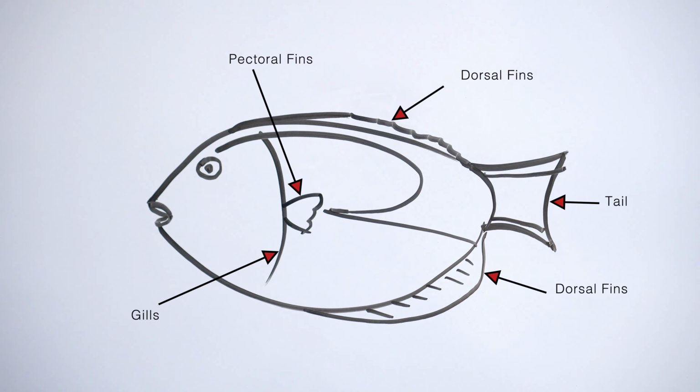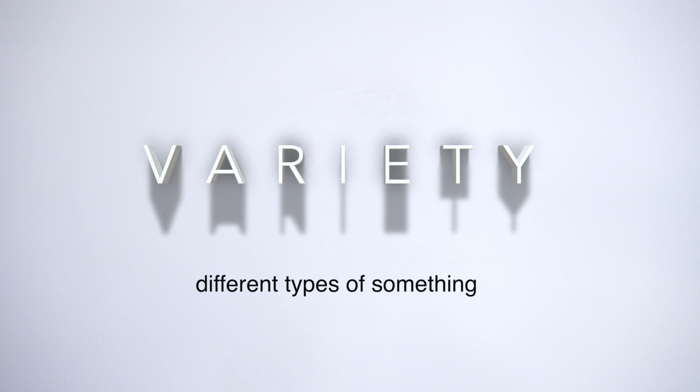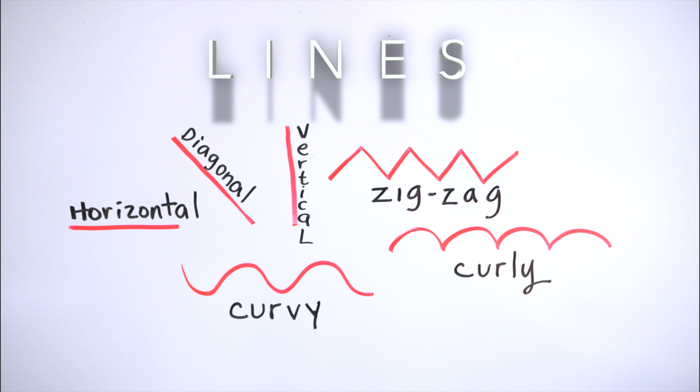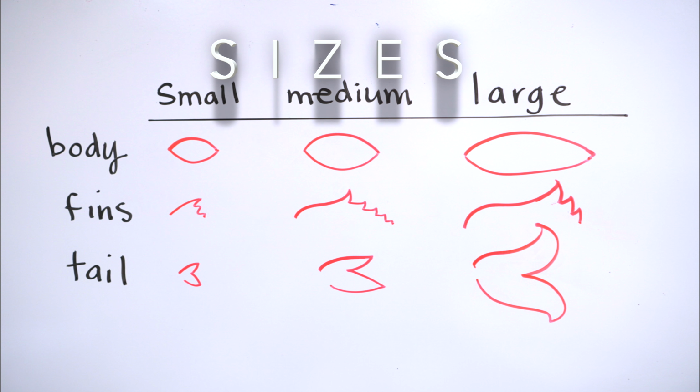Alright, let's review. Alright, hope you got that. Now to make imaginary fishes, you need variety. That means different types of something. You need different types of lines, different sizes, and different shapes, and you'll have a variety of fishes. Okay, now we're ready to make imaginary fishes.